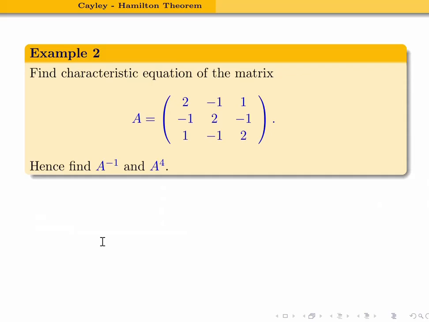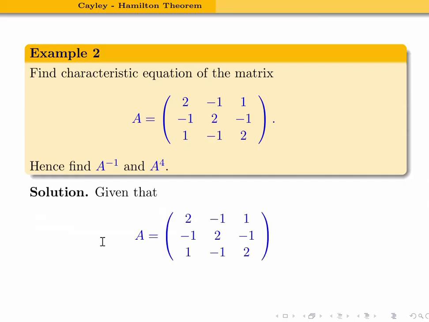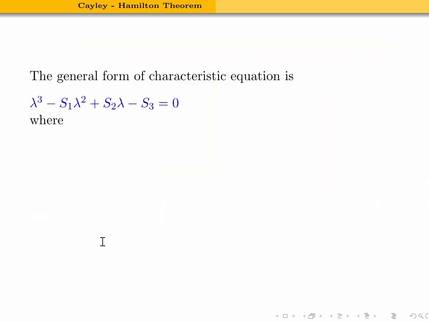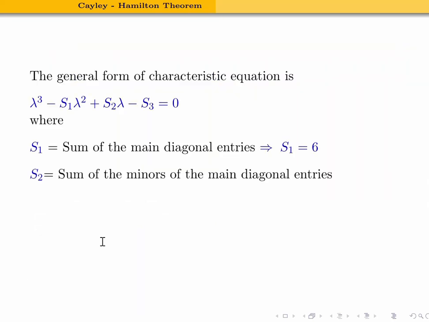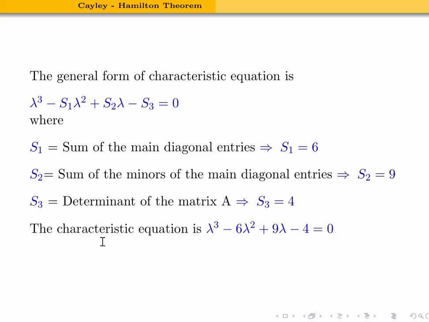Find the characteristic equation of the matrix A that is given, and hence find A inverse and A power 4. So A is equal to the given matrix. The characteristic equation is this, so we need to find S1, S2, S3. So therefore the characteristic equation is this.